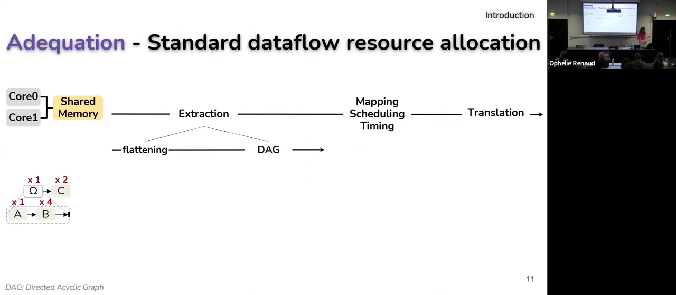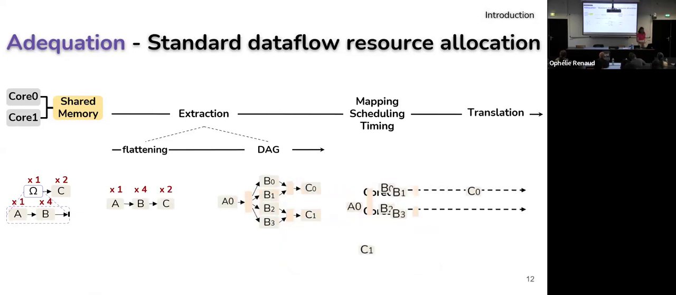First, flattening consists in putting all the actors at the same level, replacing all hierarchical actors by their contents. Then the DAG will reveal parallelism and communication by duplicating all the actors by the number of times they are repeated at each graph iteration, and adding special actors that will gather or distribute tokens on a regular actor.